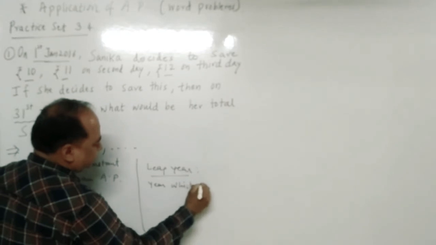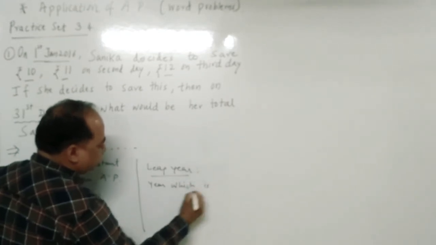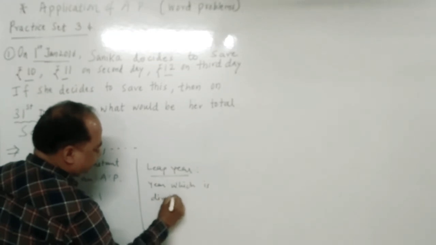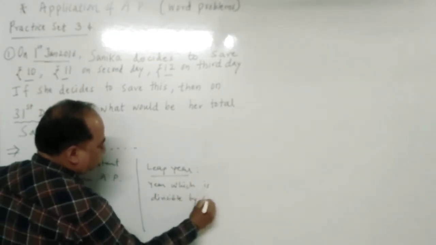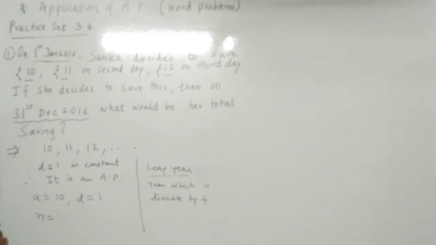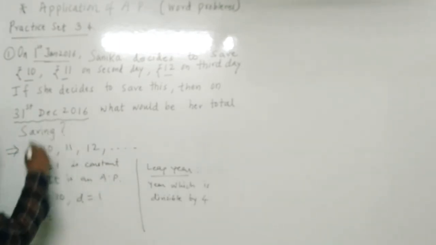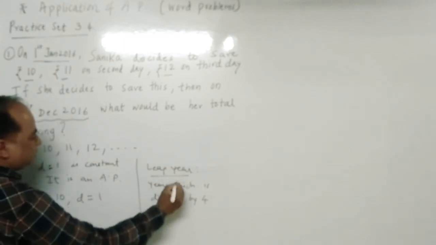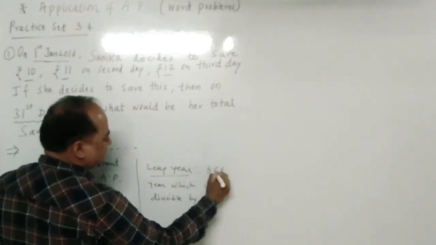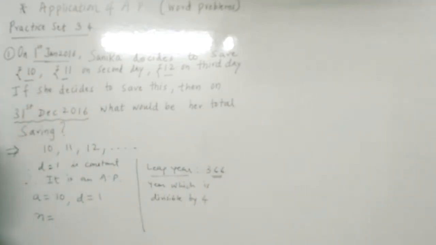Divisible by 4 means after dividing the year, you will get the remainder 0. So 2016, if we divide by 4, you get remainder 0. So it is a leap year, and a leap year has 366 days. Total number of days are 366. In a leap year, the month of February has 29 days. So here n is 366.